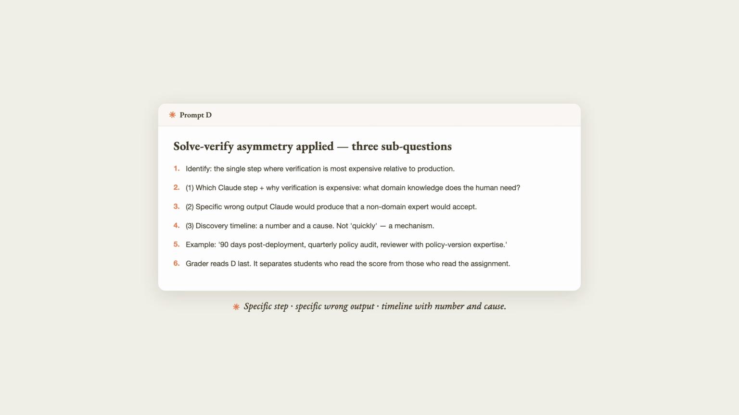Approximately 90 days after deployment, when a reviewer with policy version expertise finds that 3 flagged claims were rejected under the wrong rule version. That sentence has a timeline, a discovery mechanism, and the domain knowledge required to catch it. Write prompt D at that level of specificity. The grader reads it last, and it is the prompt that separates the students who read the score from the students who read the assignment.